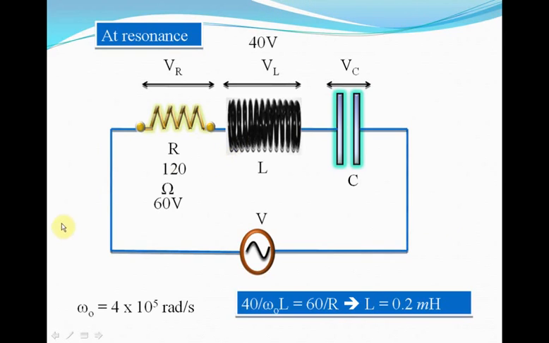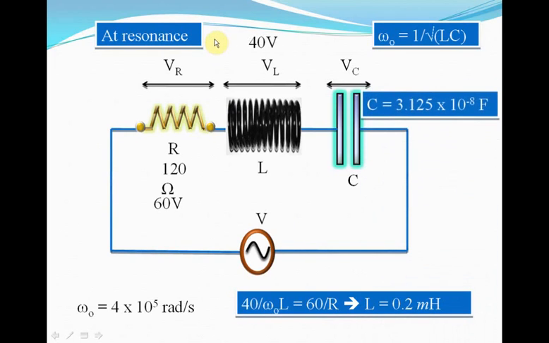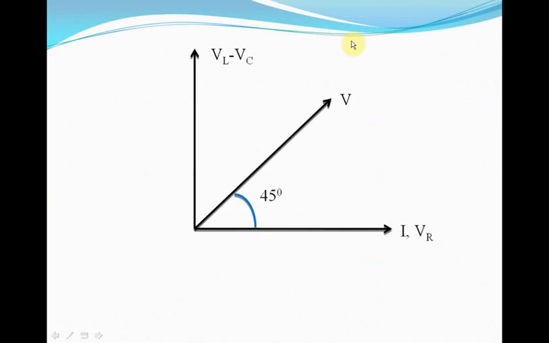But we already know that in case of resonance, omega naught is 1 by root LC. Now L is known and omega naught is known. So the value of C here comes out to be 3.125 into 10 raised to minus 8 farads. And so we have determined the value of L and C. Now it is given that the voltage leads the current by 45 degrees. Now if the voltage leads the current by 45 degrees, clearly we can say that the impedance leads the resistance by 45 degrees. And tan 45 degrees is XL minus XC divided by R.